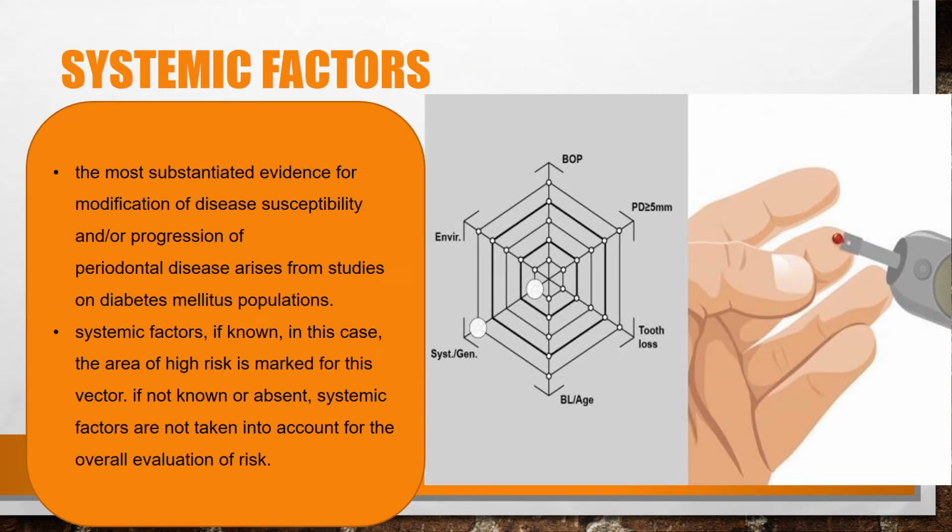Then comes systemic factors. Under that we are categorizing whether it is present or absent. The most substantial evidence for modification in susceptibility or progression of periodontal disease arises from studies on diabetes patients. So we are taking into account only diabetes mellitus. If it is present, that comes under the high risk category, and if it is absent, systemic factors are not taken into account for the overall evaluation of risk. As for genetic factors, if genetic testing has been done and there is interleukin 1 polymorphism, this can be taken into account.